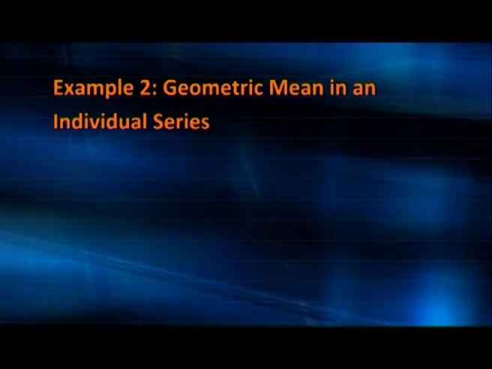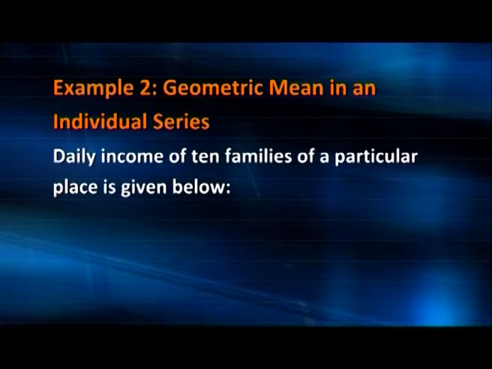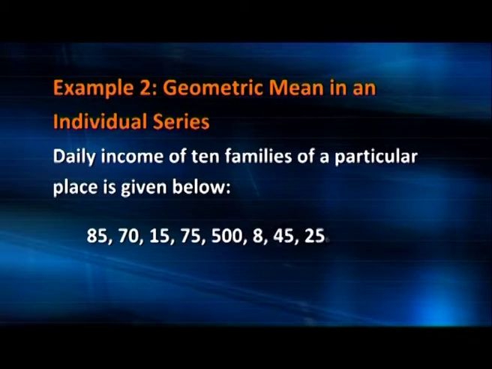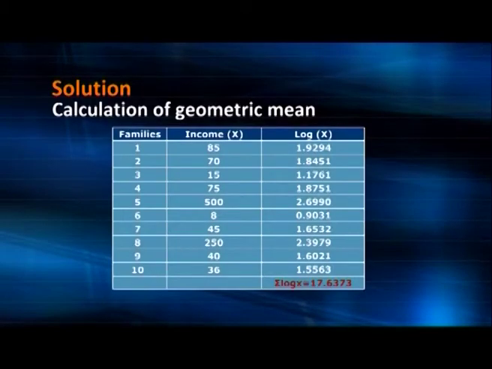In the second example, we are given the daily income of 10 families of a particular place of which we need to calculate the geometric mean. The values given are 85, 70, 15, 75, 500, 8, 45, 250, 40, and 36. So first, we create a table with the number of families in the first column and the income, the x variables in the second column.